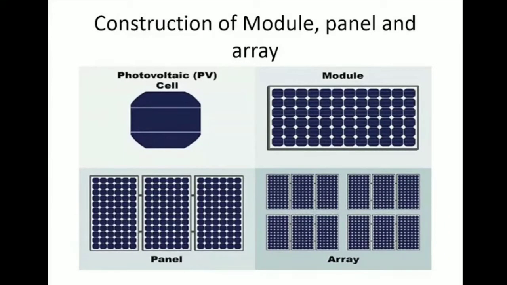We were discussing topics in the third module. Last class we discussed the classification of PV cells. Today we shall see the construction of module, panel and array.